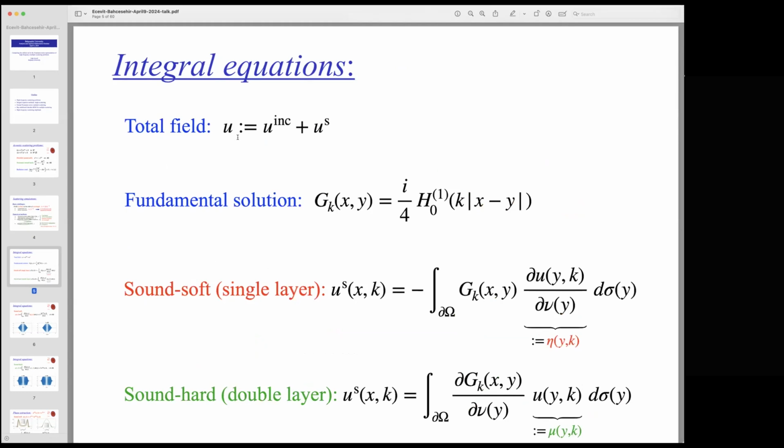So I'll denote by u the total field. The incident field u^inc is already given. We are trying to compute the scattered field, which is equivalent to computing this total field. In this case, the fundamental solution of the Helmholtz equation in 2 dimensions, we could also work in higher dimensions, but just to mention, in 2 dimensions, it is given in terms of a Hankel function.